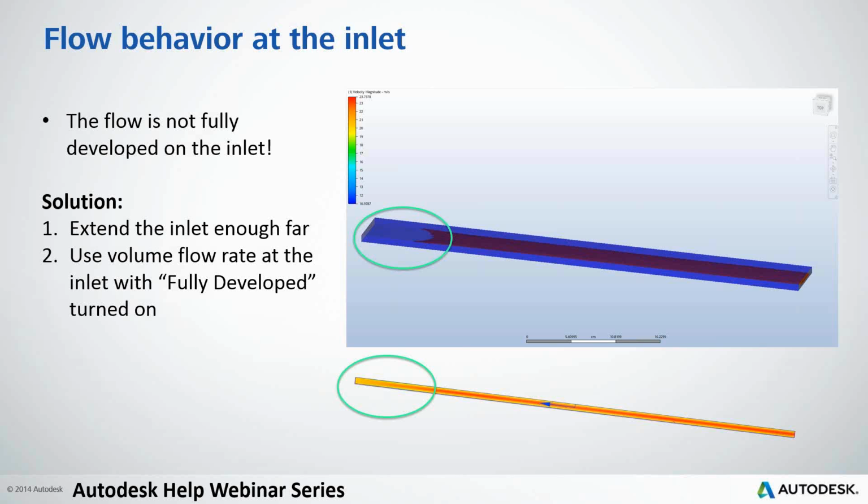Yeah. So this is my model. It's the simple channel. I run it and then got this at the inlet of my channel. You can see here that the fluid is not fully developed at the inlet. So you can see at the beginning, the velocity is less than going through the channel.